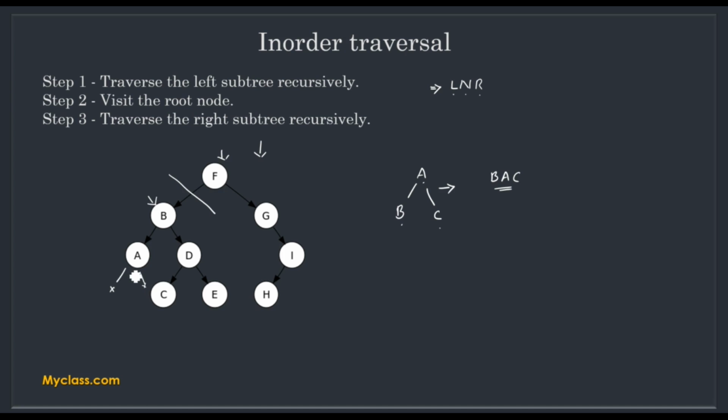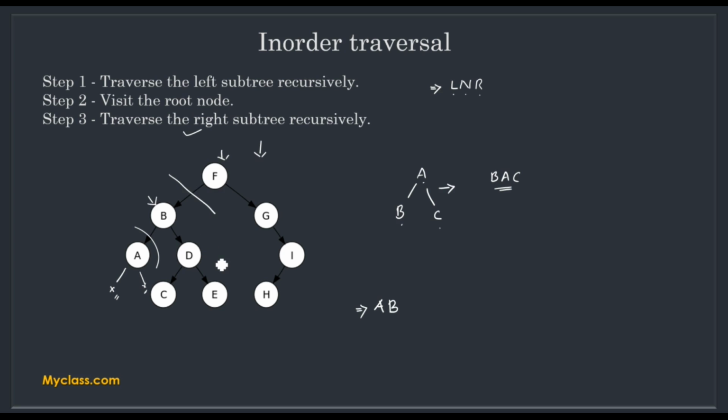So in the case of inorder, we first consider left, then root. We are now considering A, and then the right. There is no right child. So now only we are visiting or processing A. In the case of B, we have finished the left subtree part. Then we visit the root node, so now we are visiting B. Then step 3, traverse the right subtree recursively.